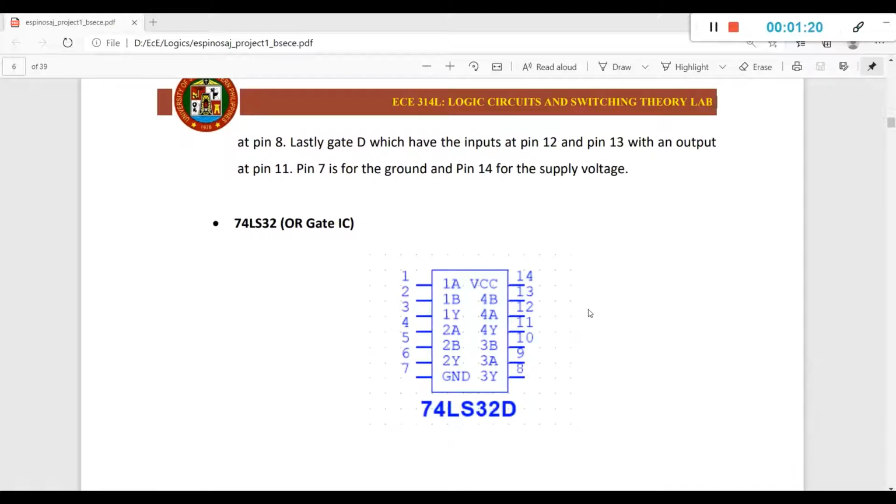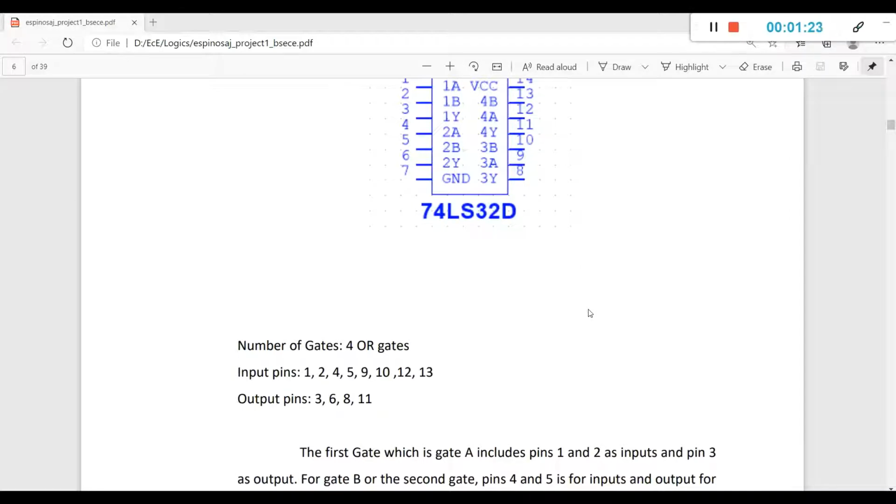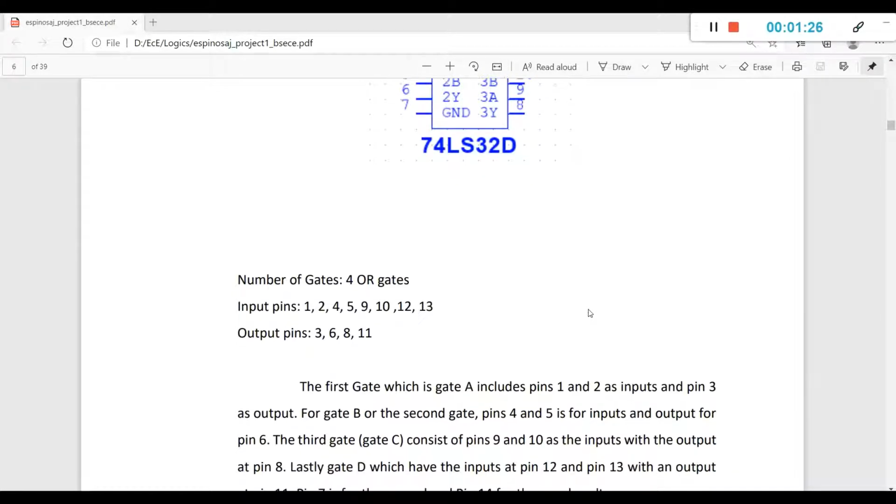For the 74LS32 OR gate integrated circuit, the number of gates is 4 OR gates in this component.